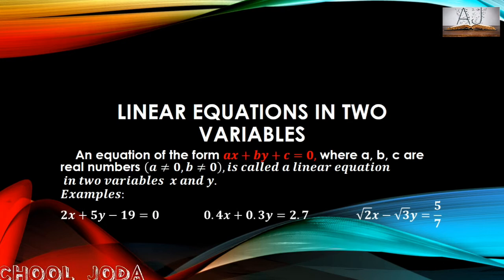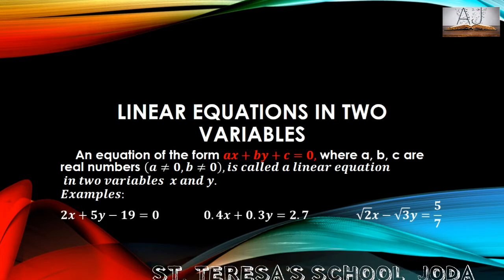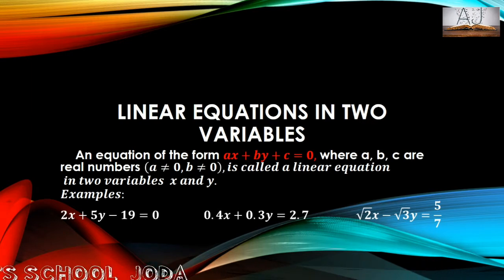Root 2 is a real number, and root 2 is not 0. That means the value of a is not 0. Minus root 3, that is also a real number. Okay, 5 by 7 is also a real number.